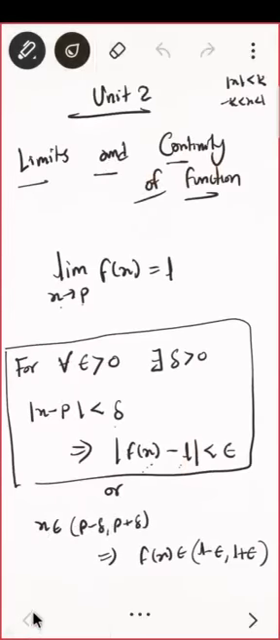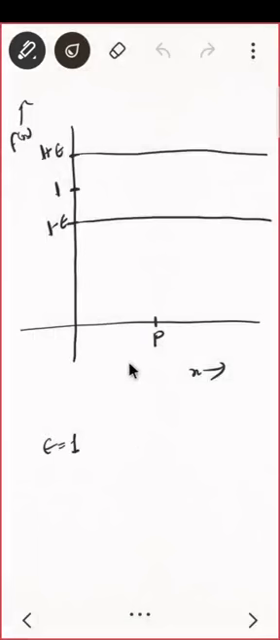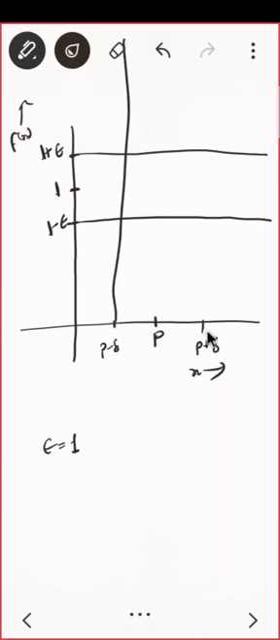What next you have to do to prove the limit as x tends to p exists? What you have to prove? You have to find a delta such that mod of x minus p is less than delta. What do you mean by this? That means your x is lying between p minus delta and p plus delta. So this is your p, and here will come p minus delta and p plus delta. Correct? That means I will be having a band for this also. So what will be my conclusion? When will I say that the limit exists?